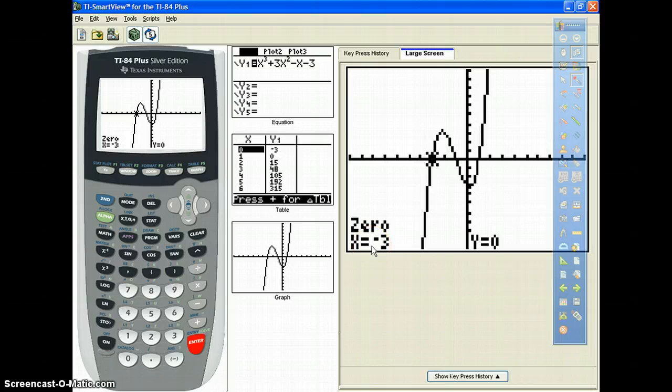So I'm not going to show you the other two. We're going to do more of this in class because we're running out of time here. So that is how you use the calculator to find your zeros.